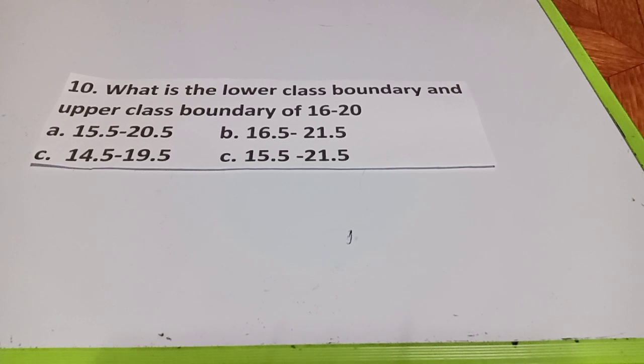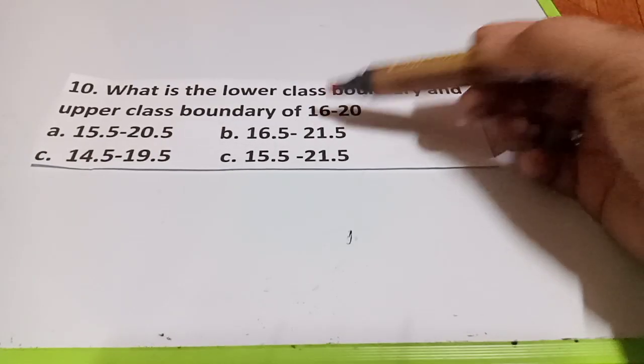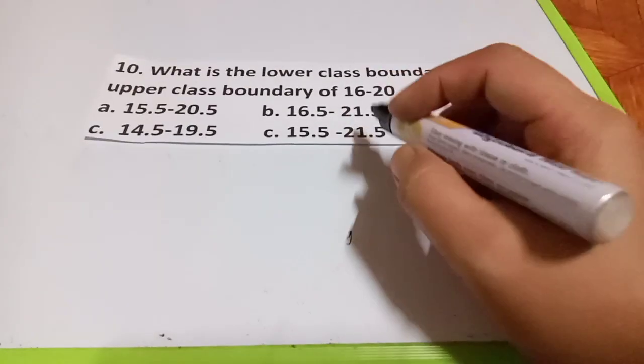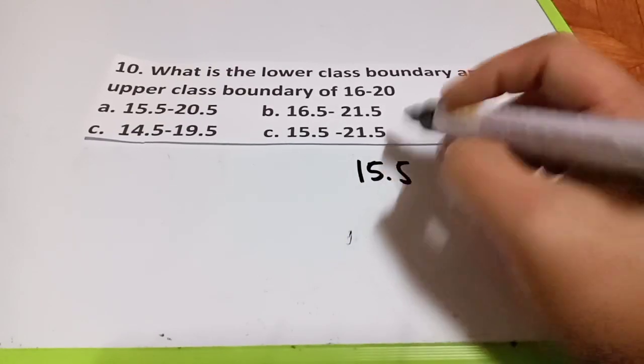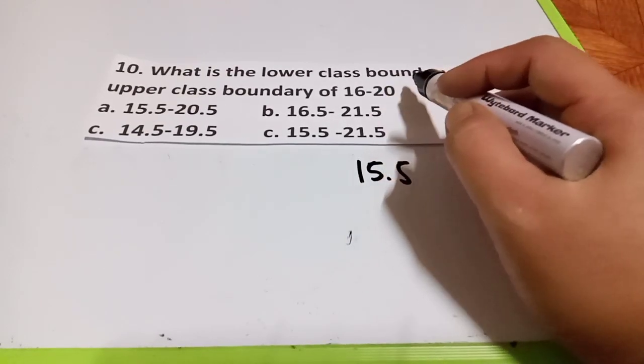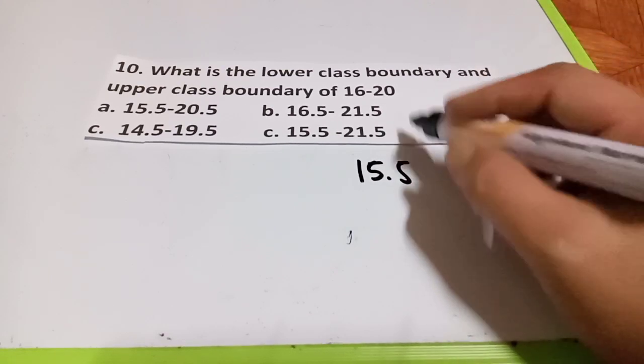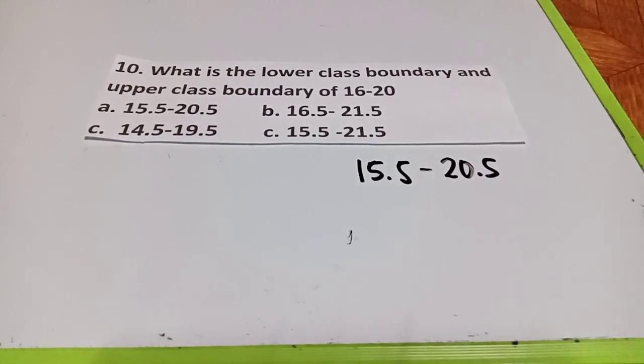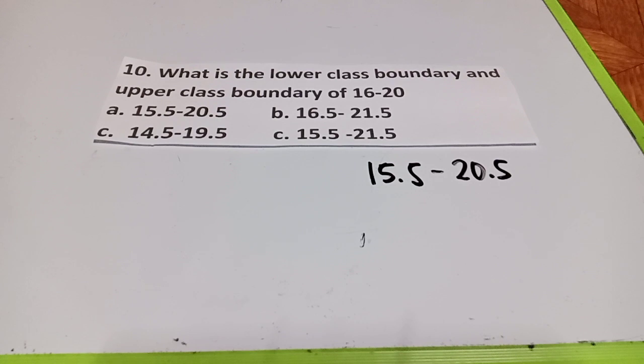Number 10, what is the lower class boundary and upper class boundary of 16 up to 20? When we speak about lower class boundary and upper class boundary, 16 will be the lower limit and 20 will be the upper limit. The lower class boundary is always subtracted by 0.5, so 16 minus 0.5 will be 15.5. And then for 20, you add 0.5. If you add 20 plus 0.5, the answer is 20.5. So the best answer is letter A. Take note, guys, letter A.